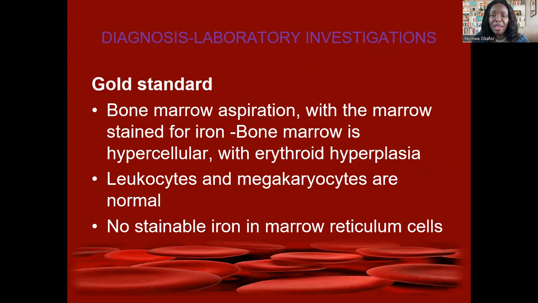You can also do bone marrow aspiration. It's called the gold standard, but most times it is not used routinely because it is invasive. It's only in extreme cases that we demonstrate iron in the bone marrow. With the bone marrow stained for iron, the marrow is hypercellular with erythroid hyperplasia, and the leukocytes and monocytes are normal. In frank iron deficiency anemia, remember, the bone marrow macrophages do not have iron. Therefore, there is no stainable iron in the marrow reticulum cells. When you do the Prussian blue stain, there is no stainable iron in the marrow reticulum cells, and this confirms iron deficiency anemia.